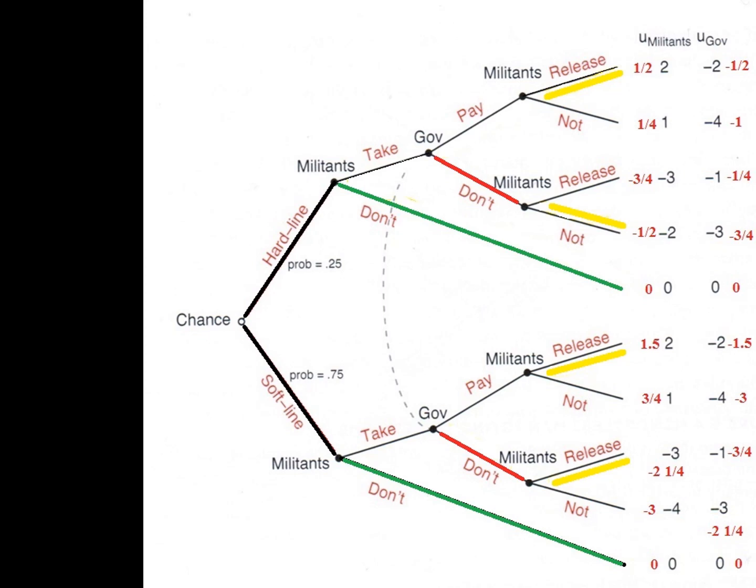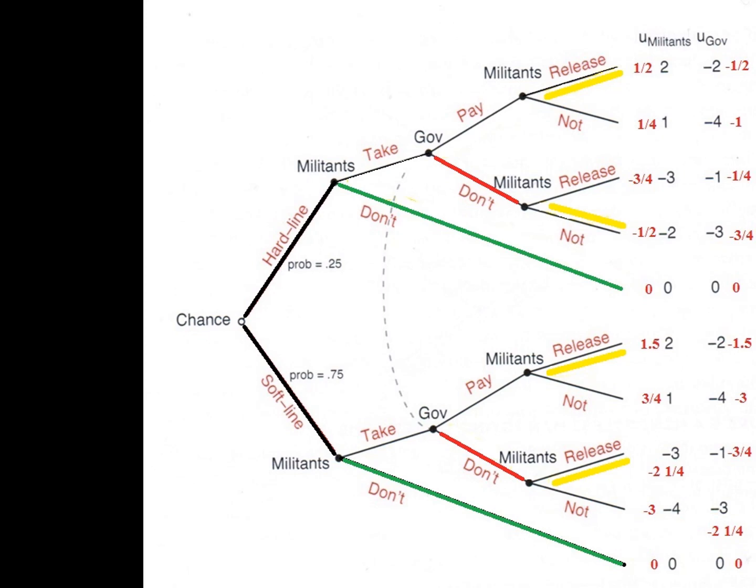For those payoffs that come off of the branches of the extensive form tree that are associated with a probability of 0.75, you multiply the payoffs, both positive and negative, of both the government and the militants by 0.75. And those are the red values. They're the updated values that are the result of the multiplication of the probability times the outcome.